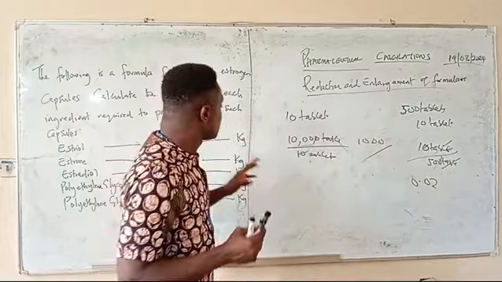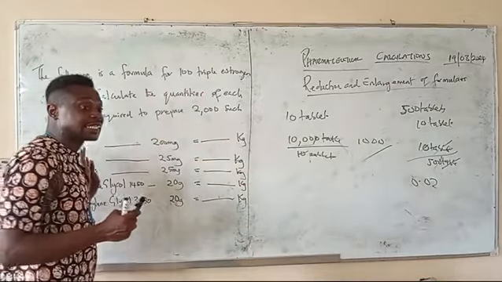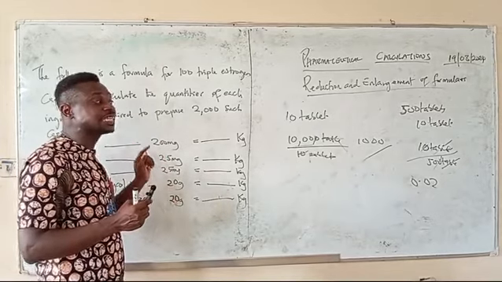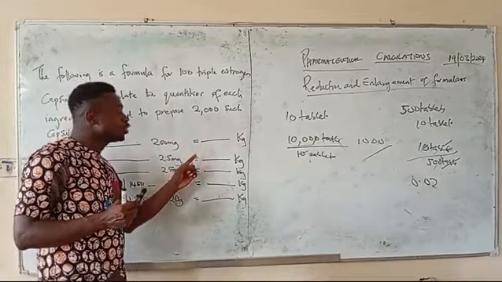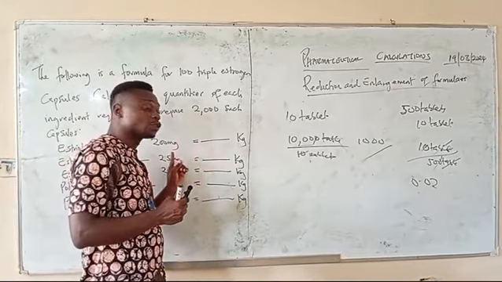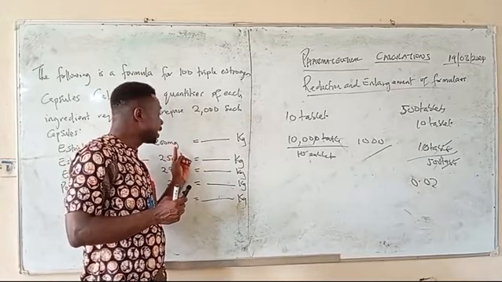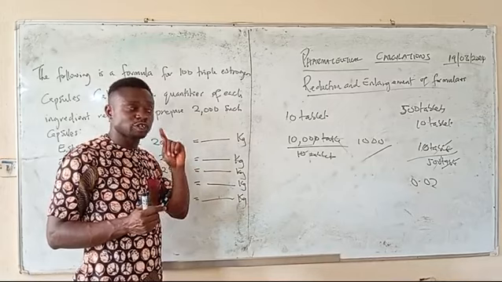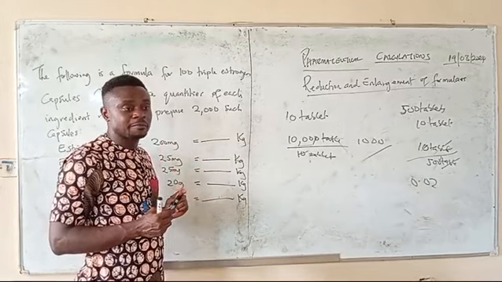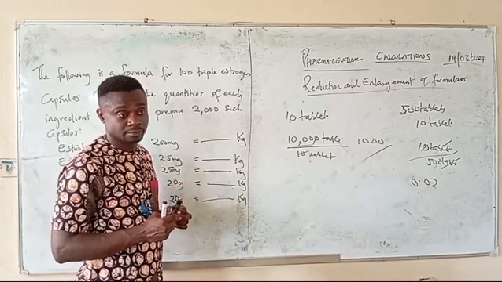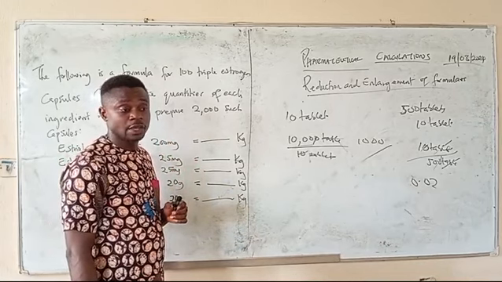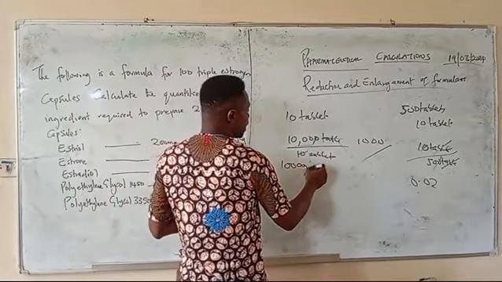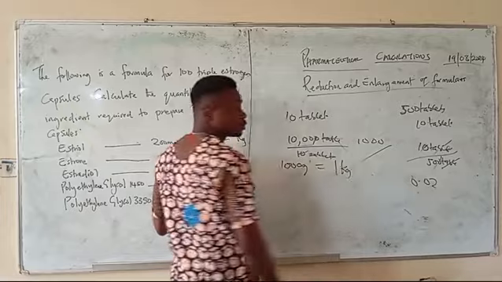With that idea, remember, I told you that this question is testing your knowledge of the reduction and enlargement of formula. It's also testing your knowledge of conversion from milligram to kilogram, and from gram to kilogram, from the pharmaceutical measurement. How many gram make 1 kilogram? 1,000 gram is equal to 1 kilogram.